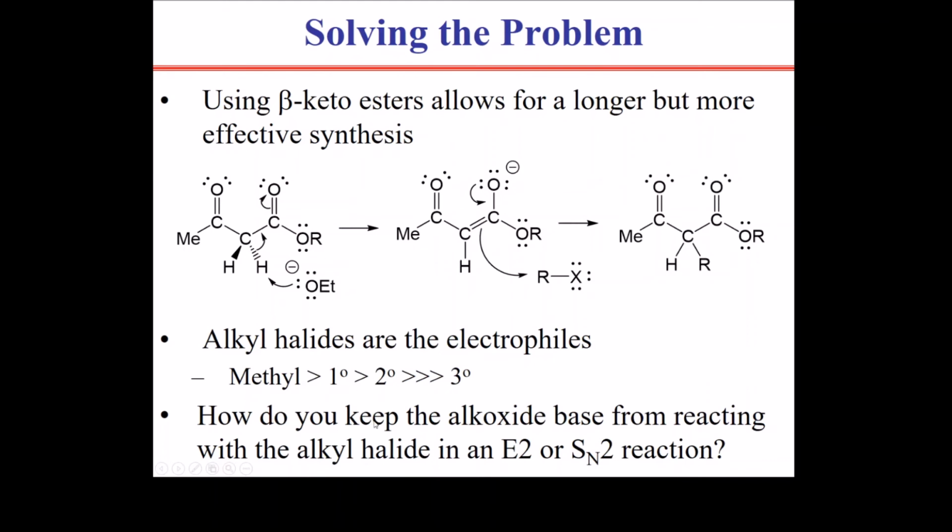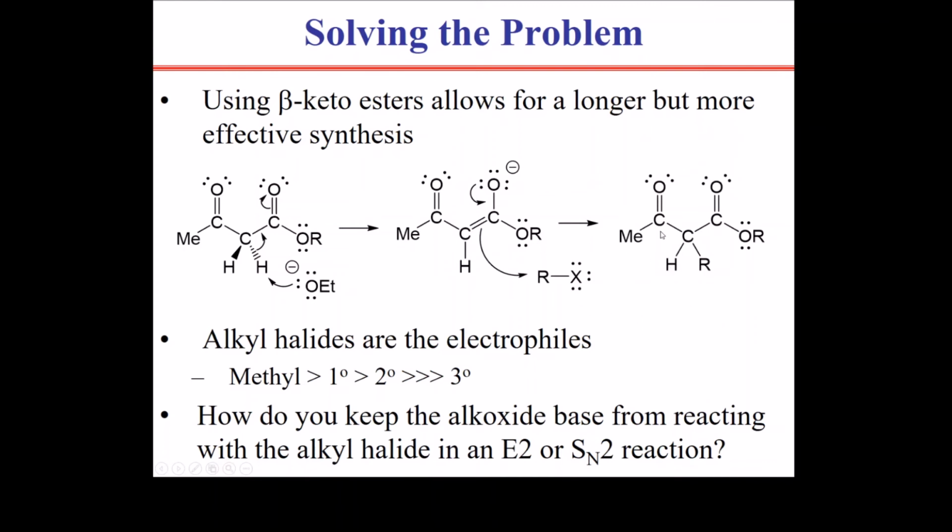And so how do you keep the alkoxide base and the alkyl halide from reacting with each other? Well, we run this in two separate steps. First, you add your alkoxide base to form your enolate, and then in a second step, you come along and add your alkyl halide. And this has pretty good yield so far.